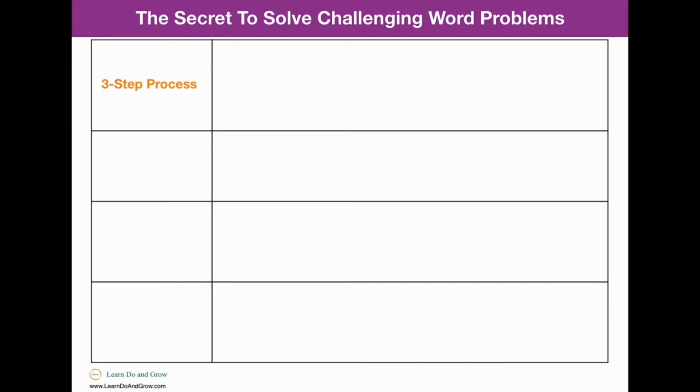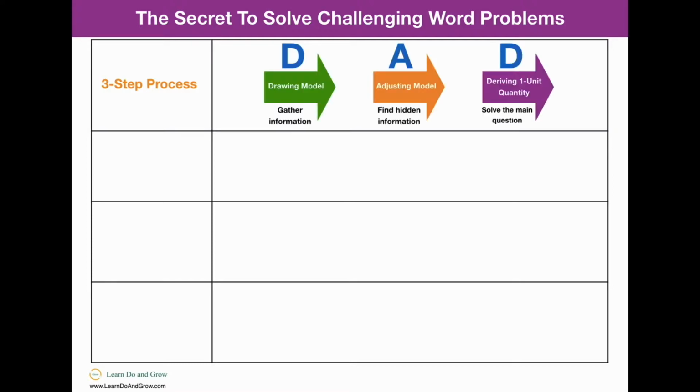Here is the secret to solve challenging word problems. So what is the 3-step process? We have DAD, I call it that process. So D, what does D stand for? Drawing the model. Why do we want to draw the model? Because we want to gather all the information from the question and put it into a few models.